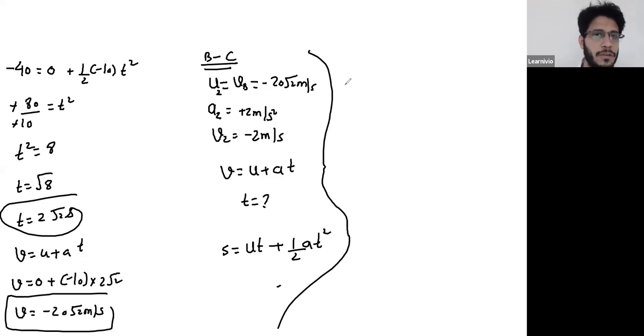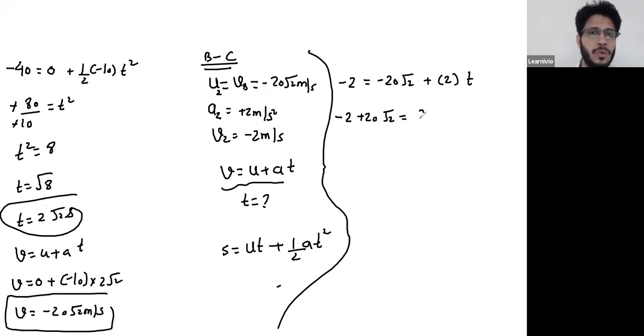Okay, I'm solving it now. So when you write V is U plus at, just substitute the value of V, which is minus 2. U, that's minus 20 root 2. Acceleration, which is 2, then time is t. So it will be minus 2 plus 20 root 2 is equal to 2t.